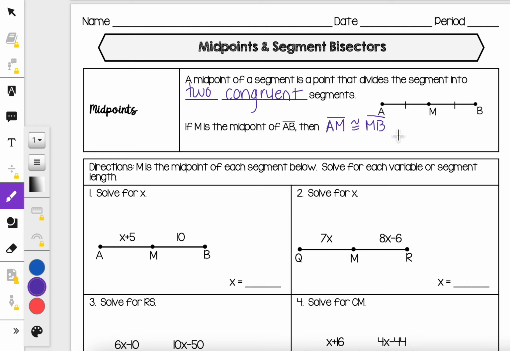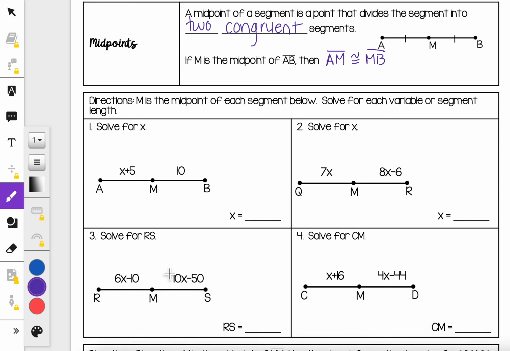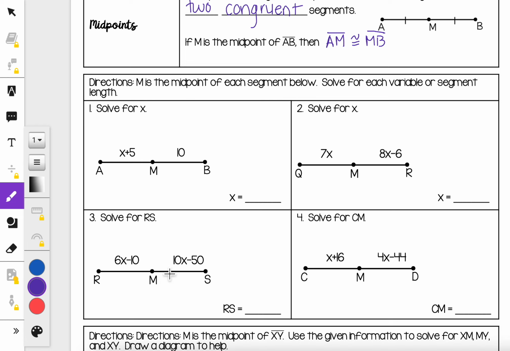So let's get into some examples where we are using the midpoints. In the directions, it tells us that for numbers 1 through 4, M is the midpoint of each segment, and we want to solve for each variable or segment length. In number 1, it's asking us to solve for X. This one's a little straightforward. If we know that M is the midpoint, we know that AM is congruent to MB, so we can set those two measures equal. X plus 5 equals 10, and X is going to equal 5.